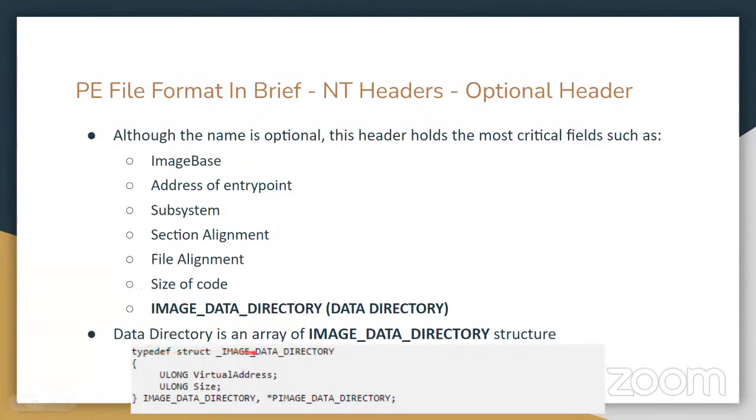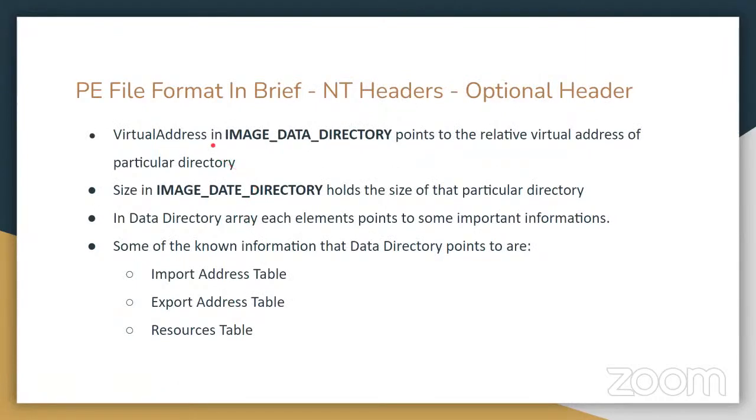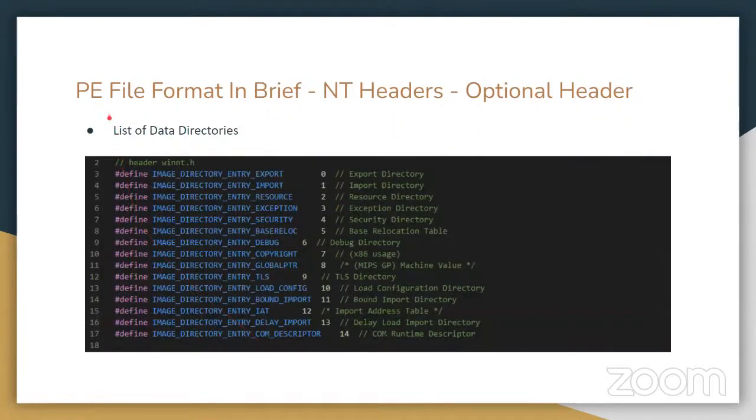The data directory is an array of IMAGE_DATA_DIRECTORY structures. This structure holds 2 members, which are virtual address and size. This is the structure of the optional header, you can see. The virtual address points to the relative virtual address of the particular directory, and the size holds the size of that directory. In the data directory array, each element points to some important information such as the import address table, export address table, and resource table. Here is the list of the directories.